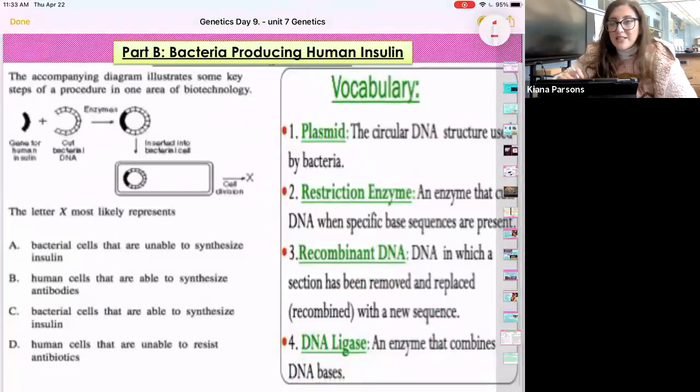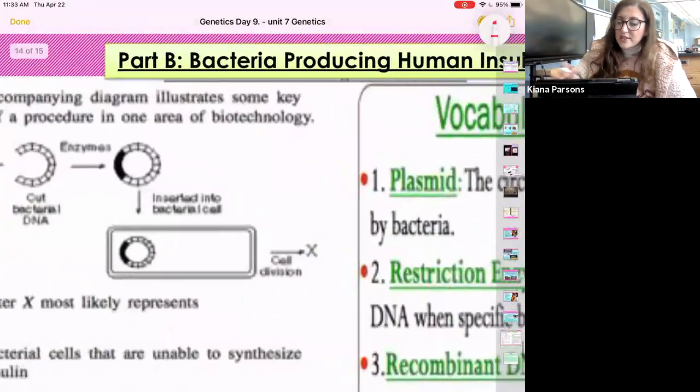Bacteria producing human insulin. So this is a great use of GMO technology. The accompanying diagram illustrates some steps of a procedure in one area of biotechnology. So we are taking the gene for human insulin, cutting the bacterial DNA using restriction enzymes, to insert the human insulin gene into that bacterial DNA, then inserting that into the bacterial cell where it will divide, and the letter X is going to represent the bacterial cells that are able to synthesize human insulin.